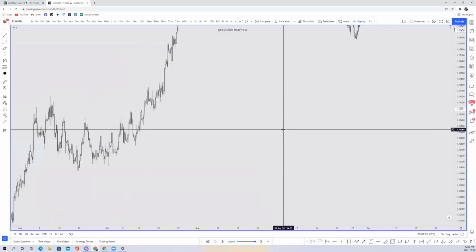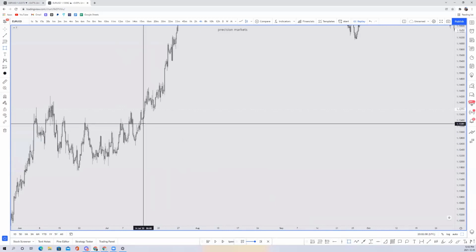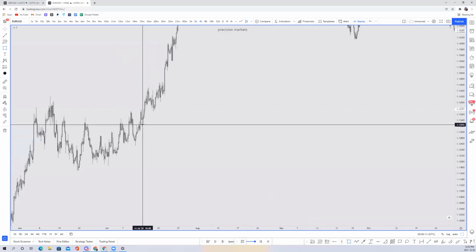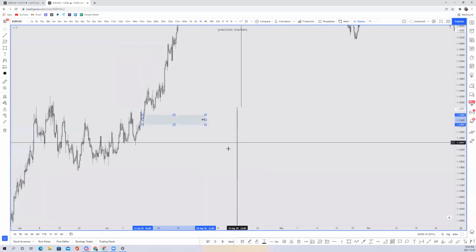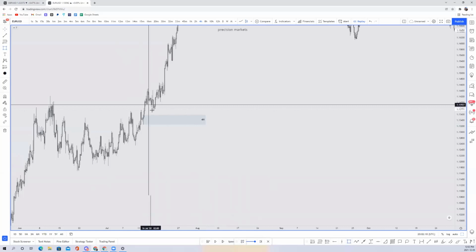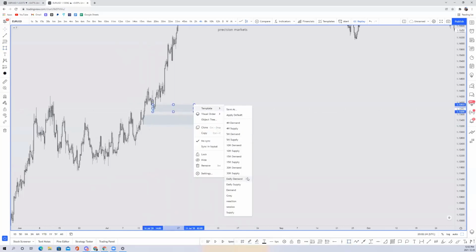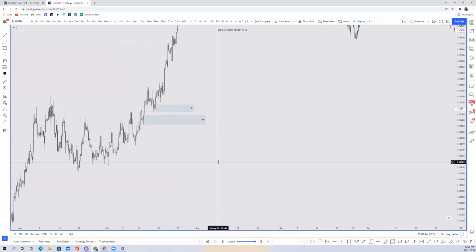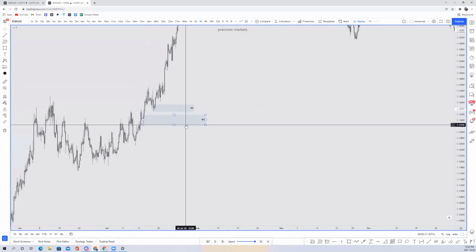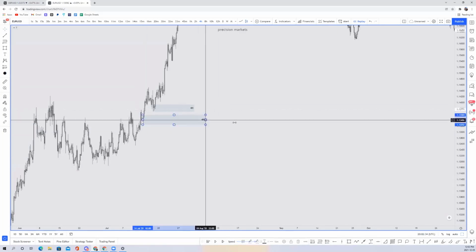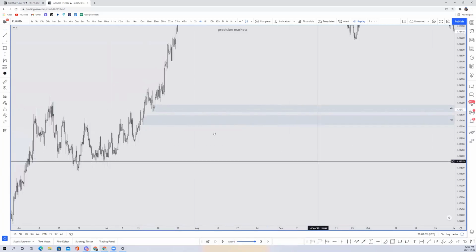So we have a couple areas here. We could say we have a 4 hour demand zone down here. Call it a 4 hour demand. And we obviously have the demand zone that we're currently tapping, which is also a 4 hour demand. Alternatively, below this, we have this zone. If we go below those zones, we can definitely scroll back over here. For the time being, these are the most relevant zones we have.